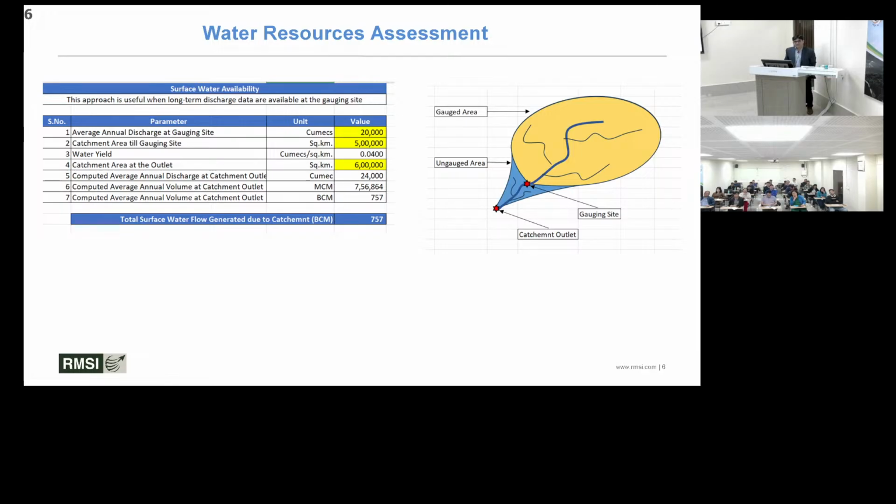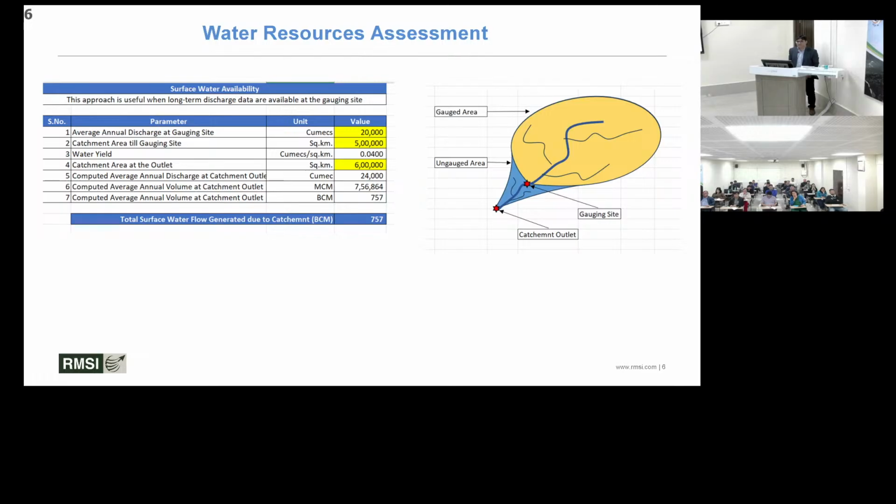Another method is a rough estimation, but you should have long-term data available with your department. Long-term data means hydrological data: you need at least 30 years of time series data, so that you can compute what is the inflow to the system and what is the outflow from the system. In this example, I have prepared an Excel sheet, which I will be sharing with you, and then we will have some hands-on on this.